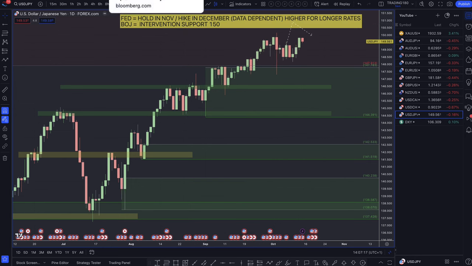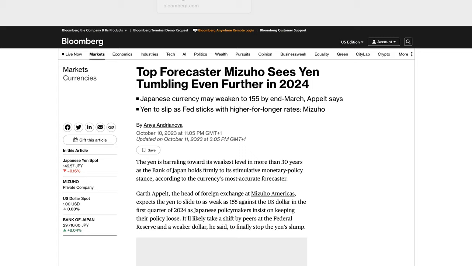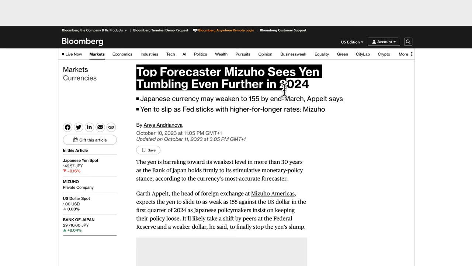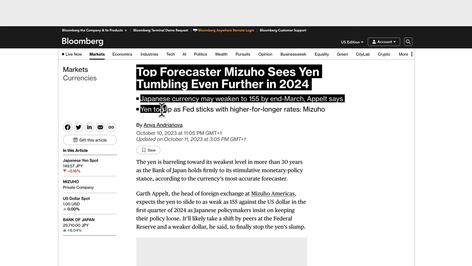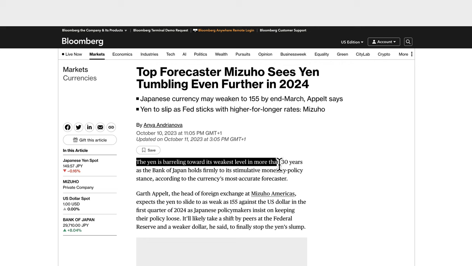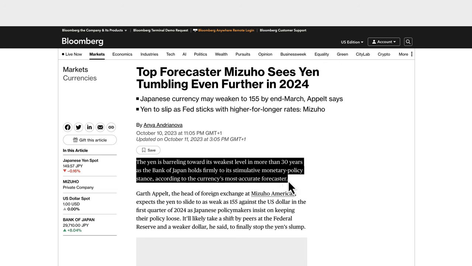But when it comes to the yen going higher potentially, top forecaster Mizuho sees yen tumbling even further in 2024. So the Japanese currency may weaken to 155 by the end of March, Applet says, and the yen to slip as the Fed sticks to higher for longer rates, Mizuho. So the yen is barreling towards its weakest level in more than 30 years as the Bank of Japan holds firmly to its stimulative monetary policy stance, according to the currency's most accurate forecaster.